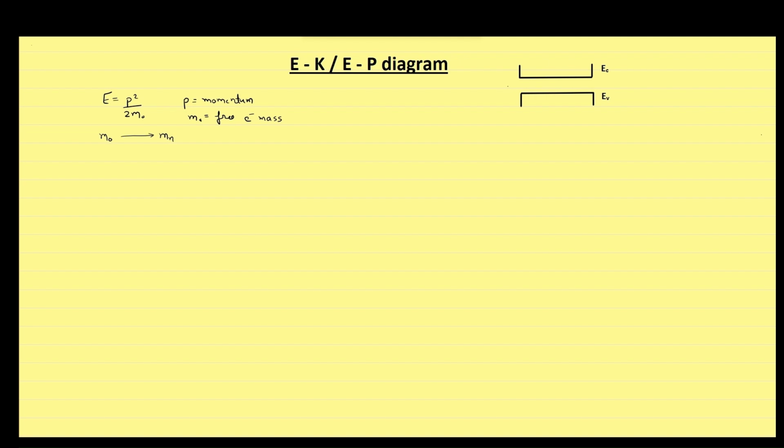Now, after modifying the equation, we will get E is equal to p square upon 2mn. If we plot the graph of E versus P, then we will get a parabola. Here we have a rough sketch of a parabola, where energy is represented on the y-axis and momentum is represented on the x-axis.